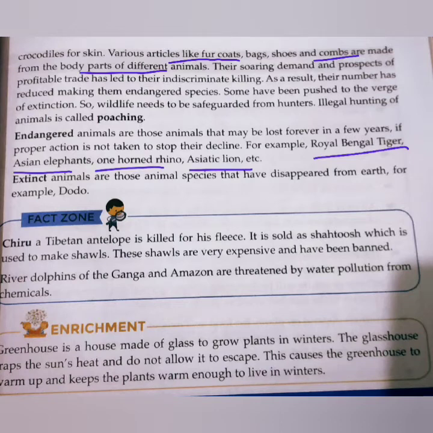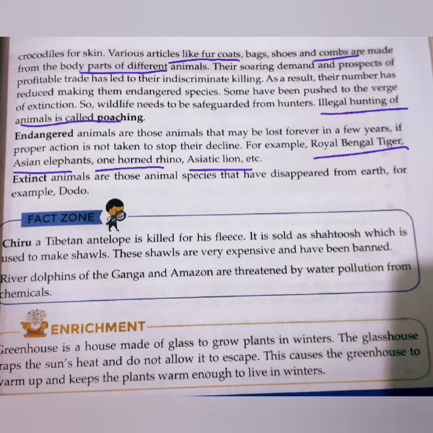Some of them are pushed to the verge of extinction. Extinction means they are going to vanish from this earth. So wildlife needs to be safeguarded from hunters. It is very important. Now, what is poaching? This illegal hunting of animals is called poaching.